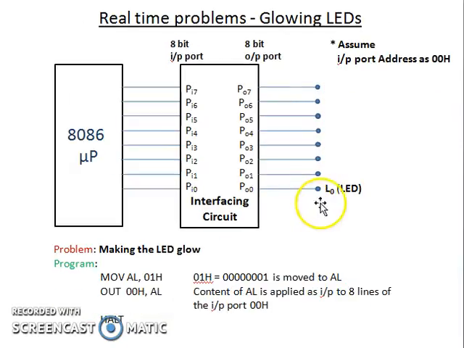Now let us see a simple problem in which only one LED, L0, is connected to the output port of the interfacing circuit, and we have to write a program to make this LED glow. We know that this LED L0 will glow if its corresponding input PI0 is high. So we have to load data whose LSB is 1 into the accumulator. That is done through this move instruction, MOV AL, 01H. Now this content of the accumulator is given as input to the interfacing circuit through this OUT instruction. So the content of AL, 01H, will go as input to the input port whose port address is 00H. As the LSB of this data is 1, the LED connected to the last line PO0 will glow. So this is how we can make this single LED glow.